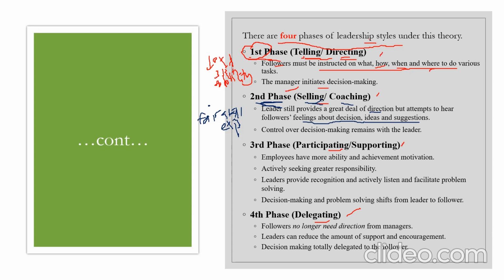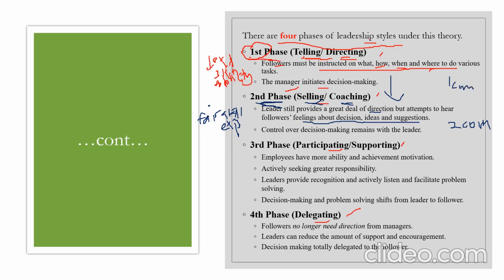Leader ni still bagi arahan macam kat atas ni. Tell the employees what to do, how to do, when to do and where to do. But at the same time, the leader wants to hear the feelings from the employees about the decision, the ideas and suggestions. Okay, and sometimes the leaders also ask the employees on their problems. Okay, so that is called as coaching. It involves two-way communication. Yang tadi telling, one-way communication. Okay, only leaders are giving instruction.